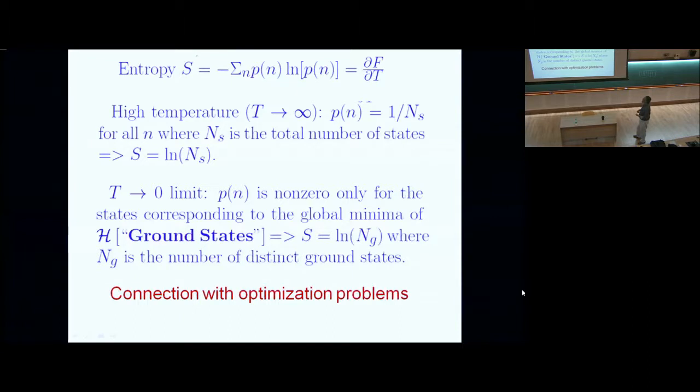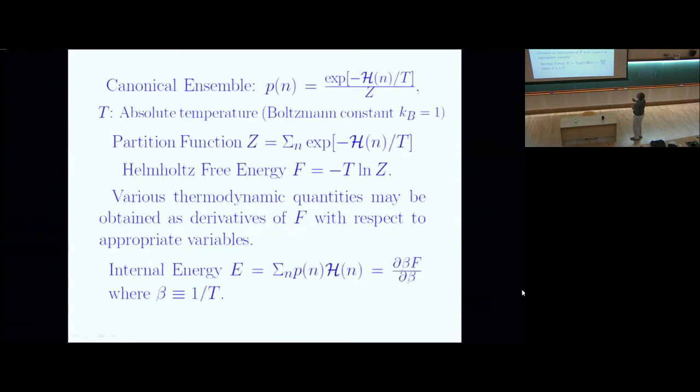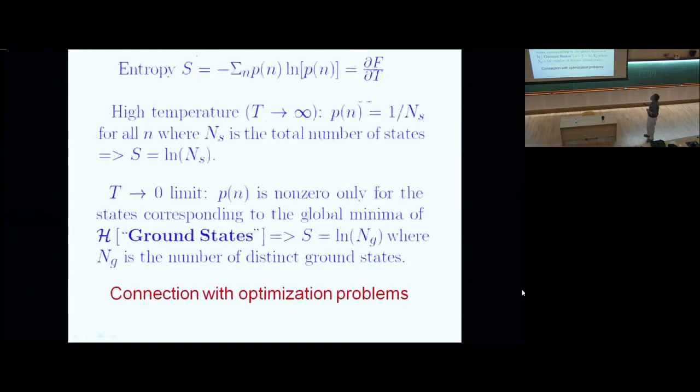On the other hand, when temperature goes to 0, it should be clear from this particular form that only the smallest value of H will come in. Those correspond to so-called ground states, the microscopic states of the Hamiltonian for which the energy is the global minimum, the lowest possible value. Depending on how many such microscopic states there are, one has a degeneracy of these ground states. If we call that N sub g, then the entropy becomes just the log of that.